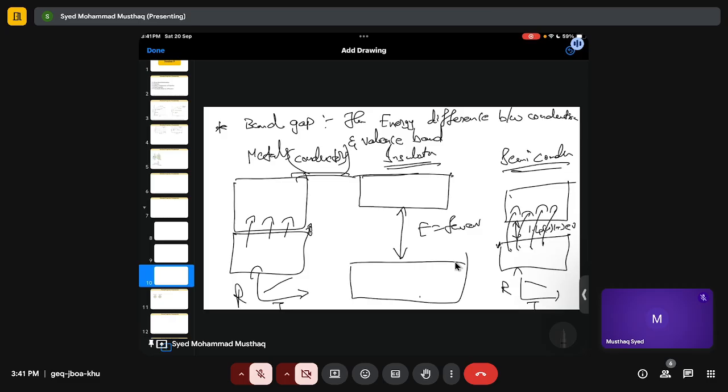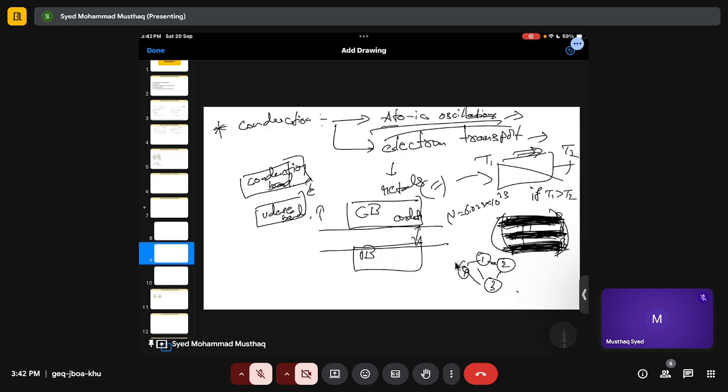Insulators don't conduct electricity, right? Because the band gap is so large, unless you melt them or supply a high amount of energy, it will not happen. That's why electron transport is more dominant in metals or conductors.